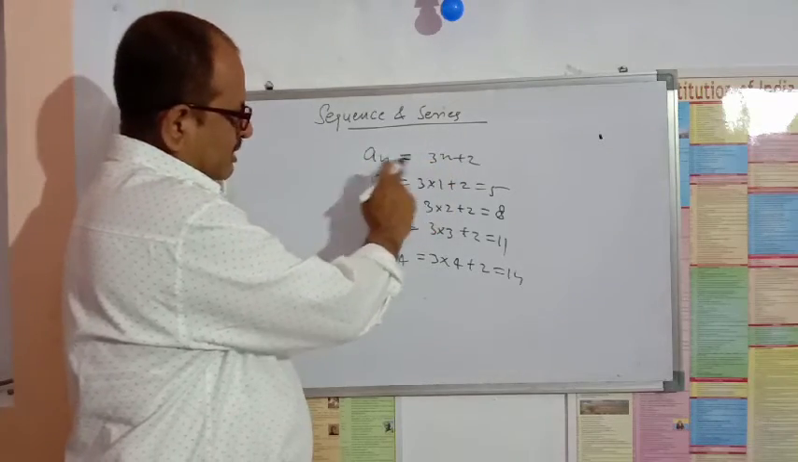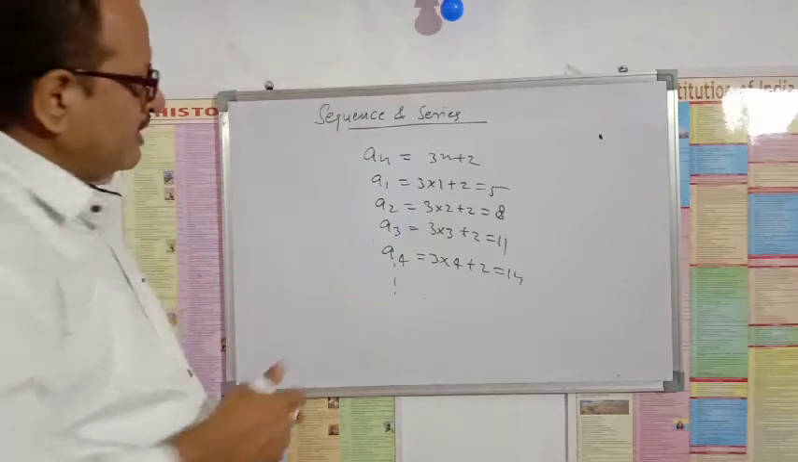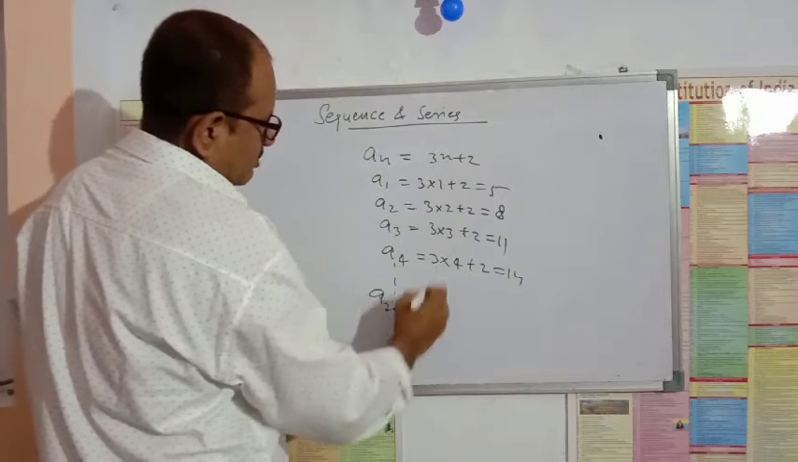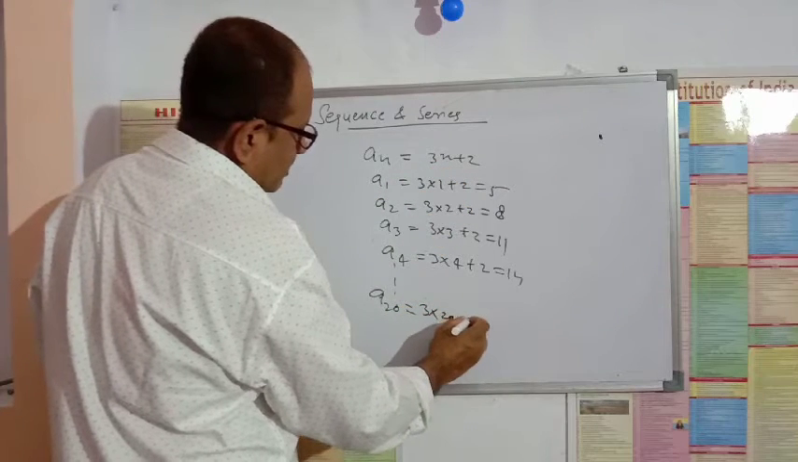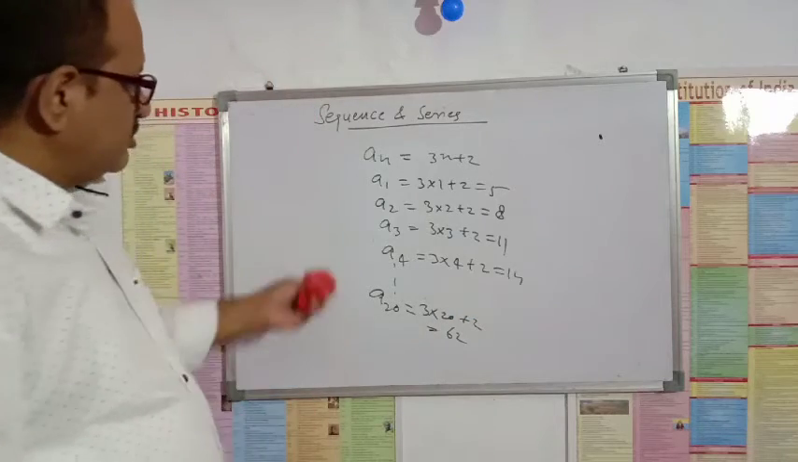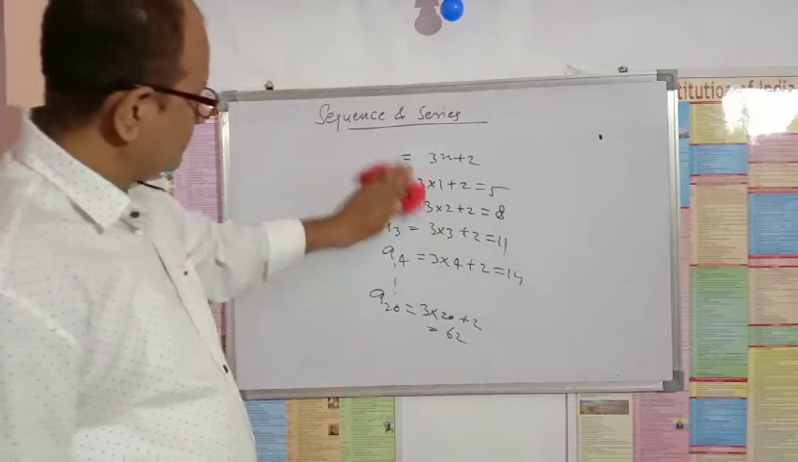If a_n is given, meaning the nth term is given, we can write the first term, second term, third term, any term. Suppose we have to write the 20th term. So put n equal to 20. 3 into 20 plus 2, 62. So if the general term is known, we can write any term of that sequence.